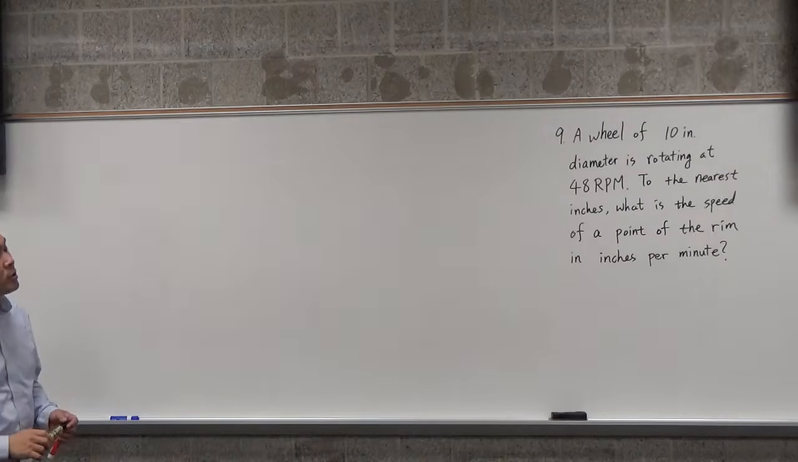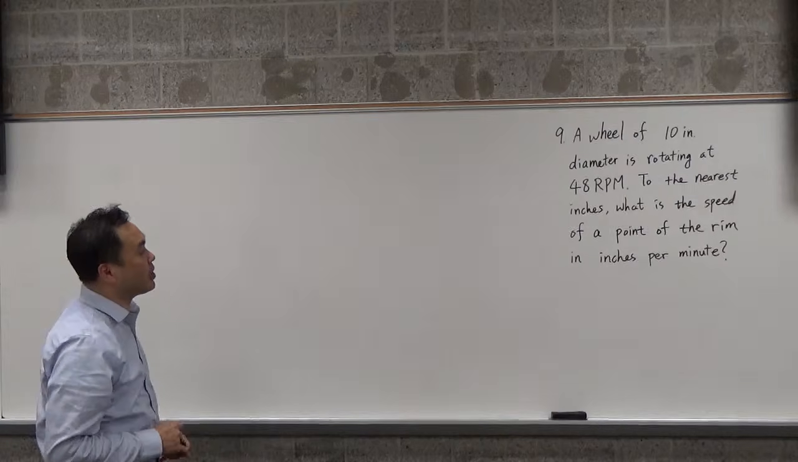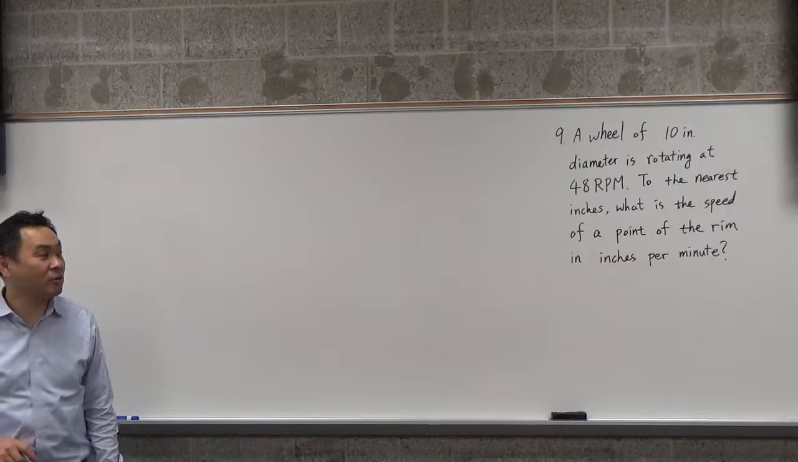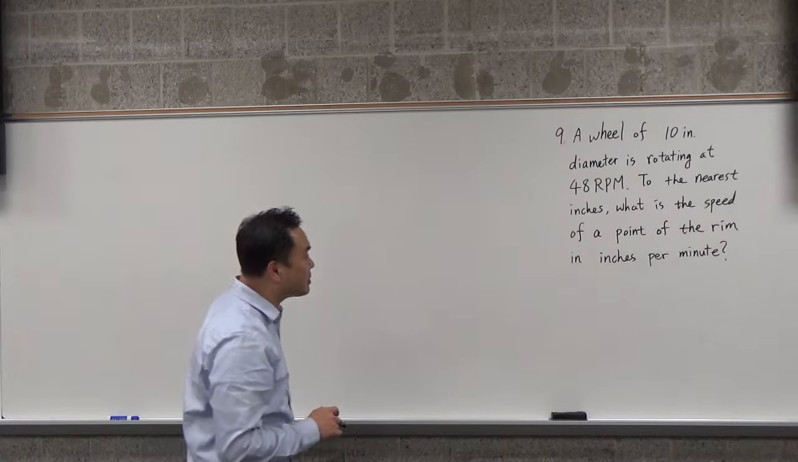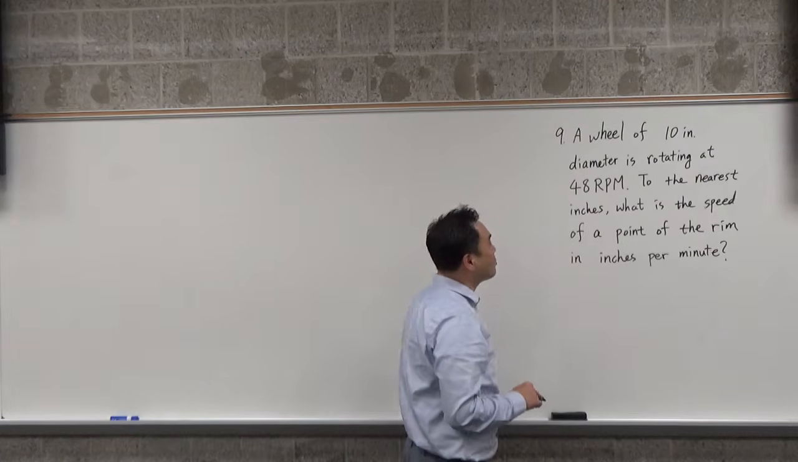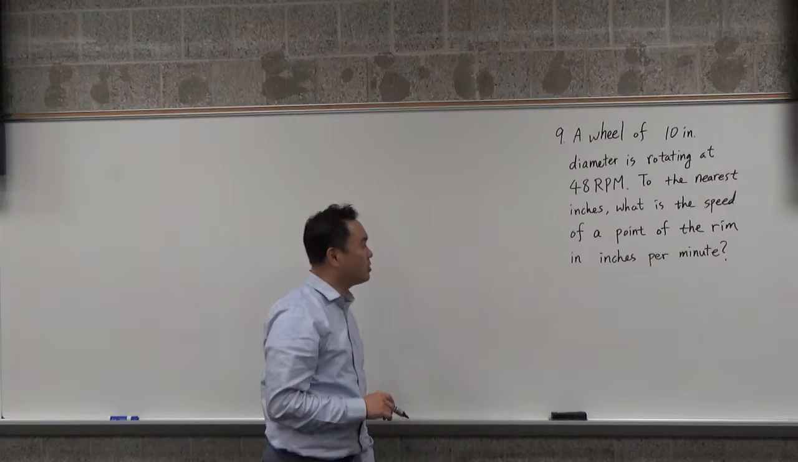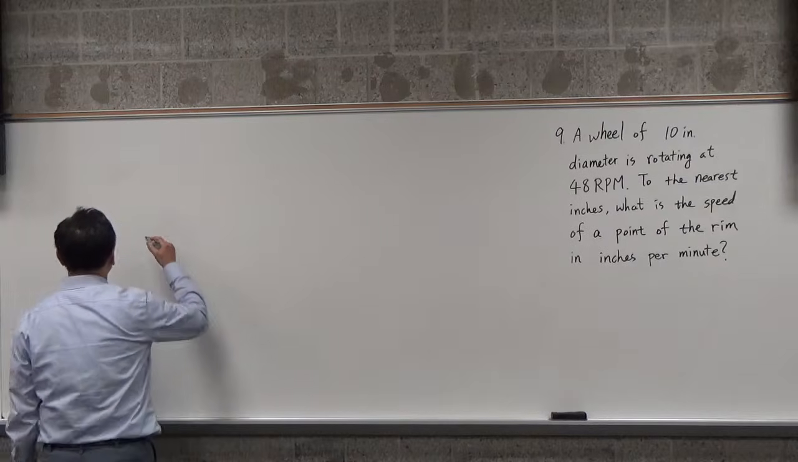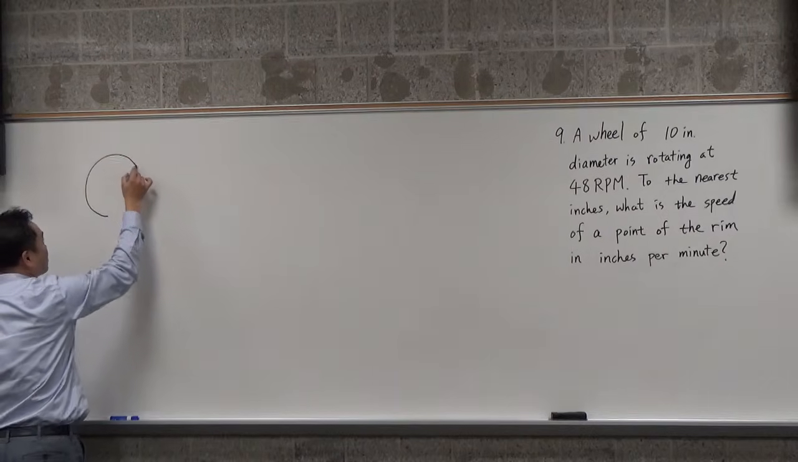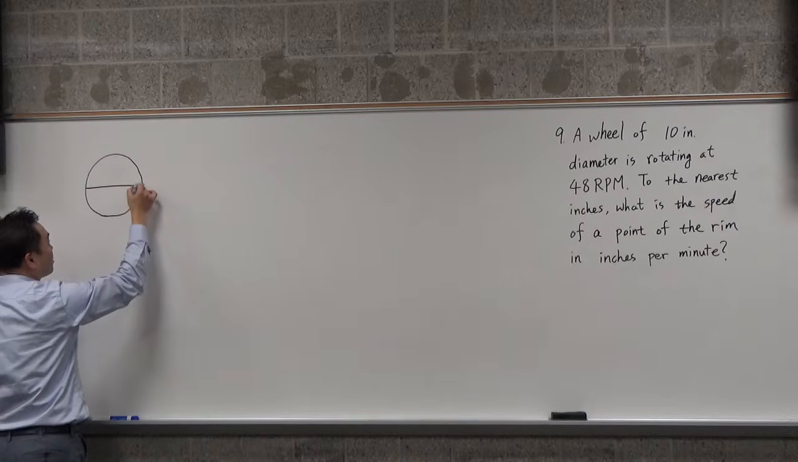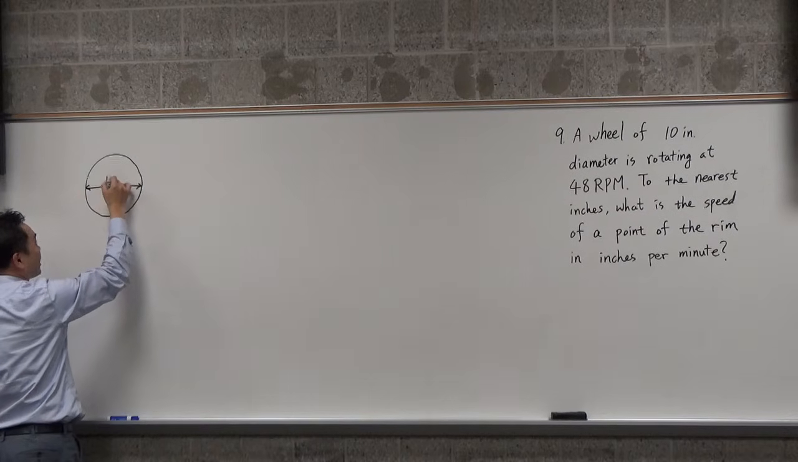Number 9, a wheel of 10 inches diameter is rotating at 48 RPM. What does RPM mean? Rotations per minute, or revolutions per minute. To the nearest inches, what is the speed of a point on the rim in inches per minute? Okay. So let me try to draw a picture to explain to you what's going on. Here's a wheel with diameter 10 inches.